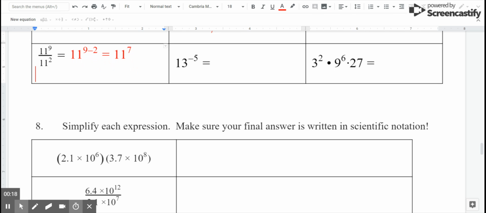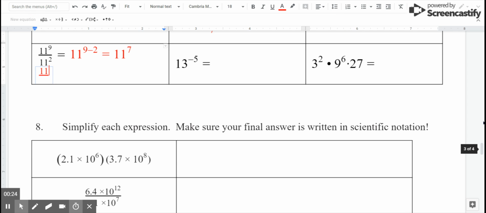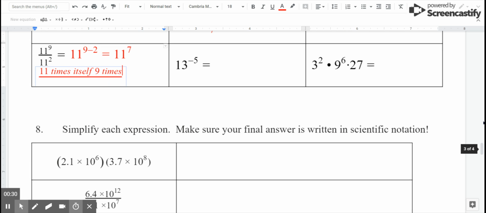The reason that this works is I'm taking 11 times itself 9 times in the numerator. I'm going to go ahead and write this out: 11 times itself 9 times. And then 11 squared, or 11 times 11 in the denominator. So when I do this, there are two 11s that overlap, right? So I've got 11 times 11, and then 7 more 11s.